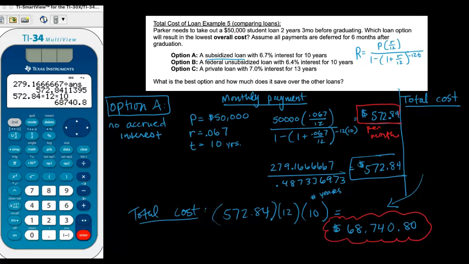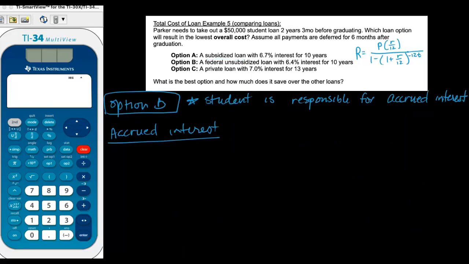Okay, so let's look at option B. For option B, we've got a federal unsubsidized loan. So that means the student is responsible for accrued interest, with a 6.4% interest rate for 10 years. So notice the interest rate is different than in option A.